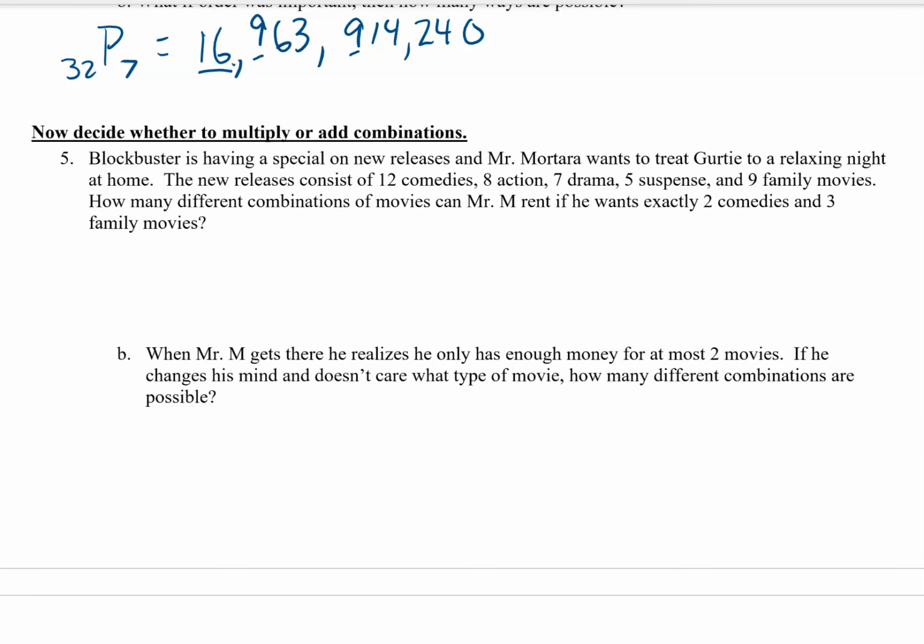Trying to decide whether to multiply or add combinations. Well, if you have unique events and each of them has their own probability, and they are sequential, we would multiply our probabilities. So for example, Blockbuster is having a special on new releases, and Mr. Murtara wants to treat Gertie to a relaxing night at home. Then it lists all of the potential new releases.